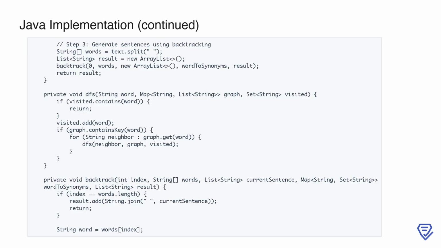The DFS method, included here as well, ensures that we can explore all connected synonyms during graph traversal. It avoids revisiting words by checking and marking them in the visited set. The backtrack method operates by checking each word in the sentence. If the word has synonyms in the map, it tries each synonym in turn, adding it to the current sentence, and proceeds to the next word recursively. If the word has no synonyms, it is simply added as is, and the recursion continues. When the final word is reached, the constructed sentence is added to the result list.